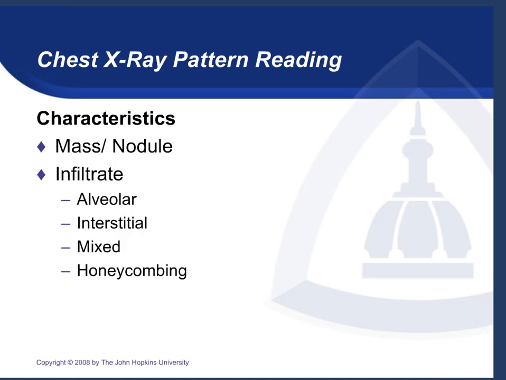So when we talk about characteristics of shadows or processes going on in the chest X-ray, we can talk about masses or nodules or infiltrates. And those are really the things I'm going to focus on today. We'll go over what constitutes a mass or a nodule. And then we'll go over infiltrates.